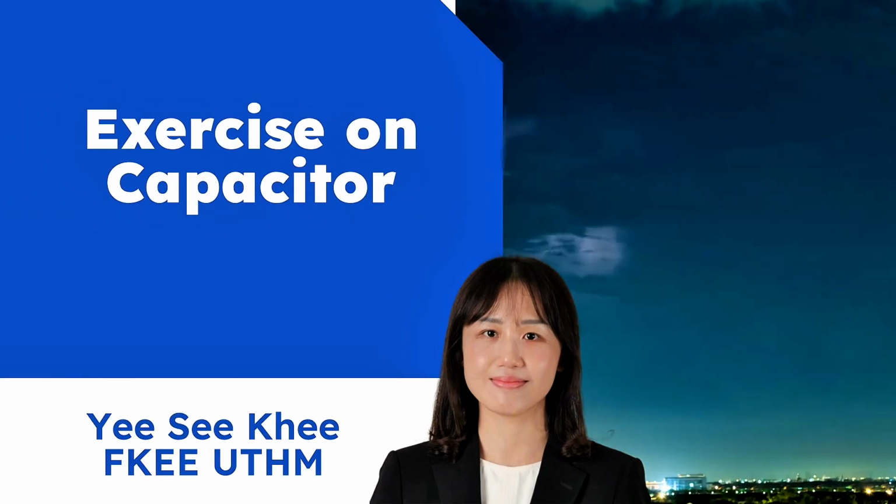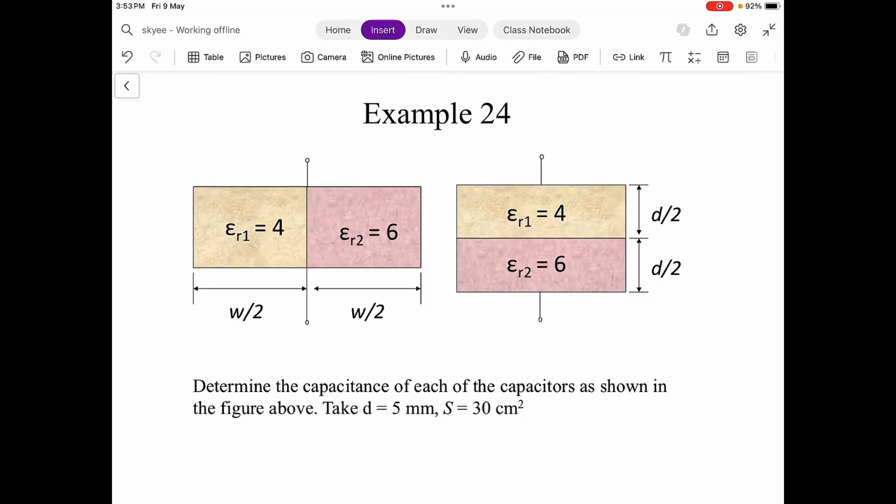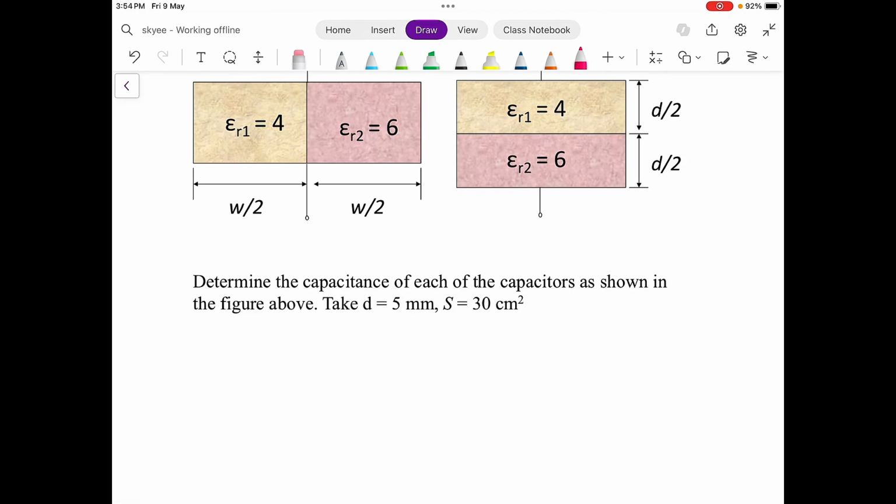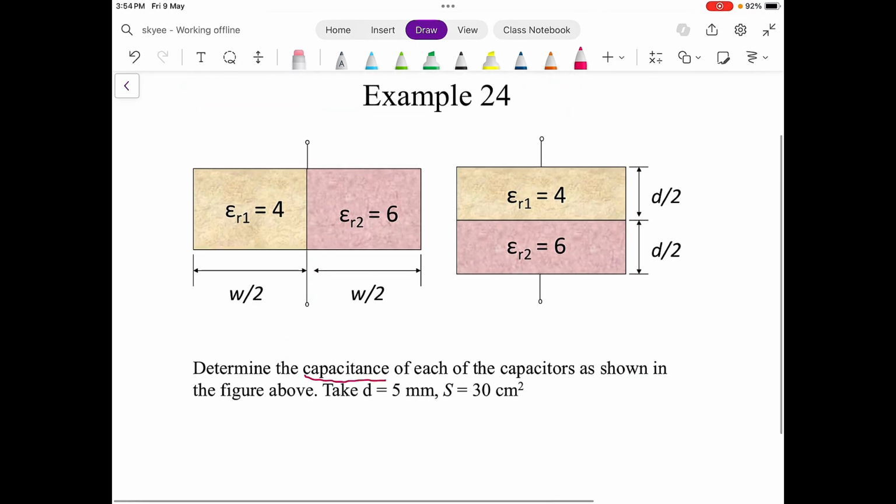Today we'll be looking at some exercise on capacitors. At the end of this video, we are going to solve this question which is related to the parallel plate capacitor. So let's look at these questions. In these questions, we have to find out what is the capacitance of each of the capacitors as shown in the figure above. So we have a capacitor A and also the capacitor B. We will do it one by one.